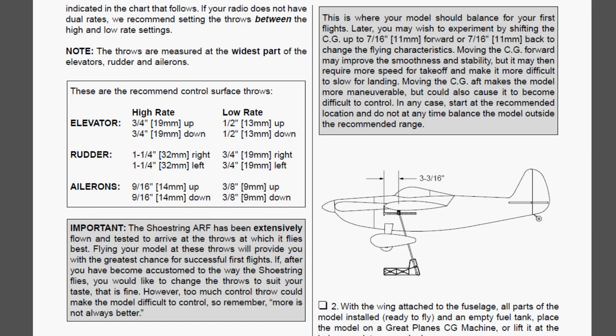So let's go ahead and prepare for measuring control throws. In this example, we're going to start out with the manufacturer's recommended throws for the 61 size Great Plains Shoestring Racer. The first thing we notice when looking at the recommended control surface throws is that they are expressed in inches or millimeters and not degrees. For example, the high rate aileron control surface throws are plus and minus 9/16 of an inch. Since we need to know the equivalent number of plus and minus degrees, we will use the MU-9000X USB to make the conversion for us.